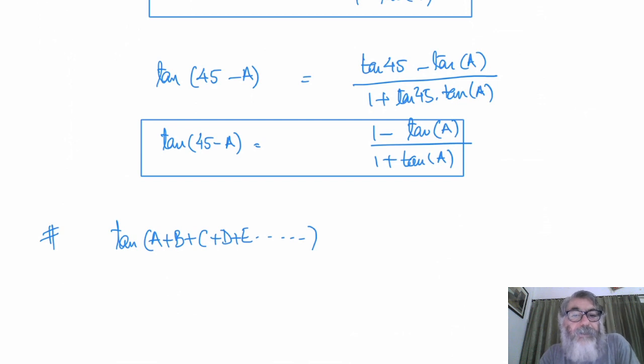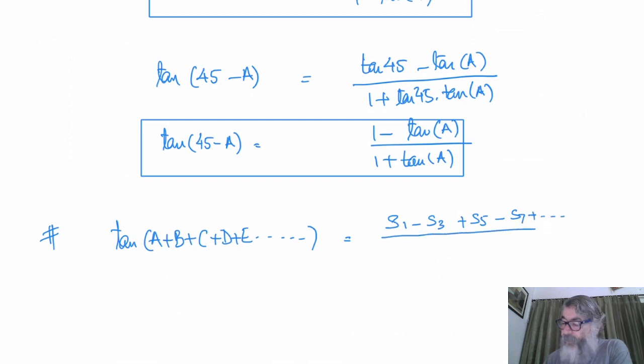tan(A+B+C+D+E), this is for tan. Similarly, there is a formula for sine also and cos also, but this is very important: tan(A+B+C+D+E), as many angles as you want. The general formula is, in the numerator we get S1 minus S3 plus S5 minus S7 plus so on. In the denominator we get 1 minus S2 plus S4 minus S6 plus.